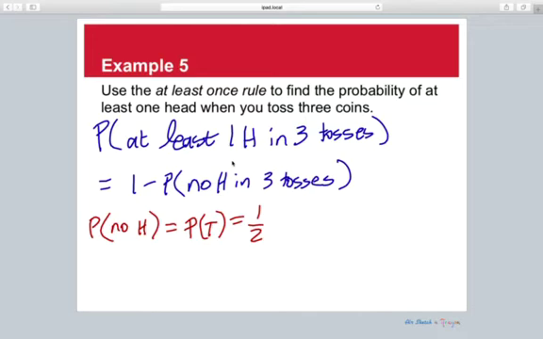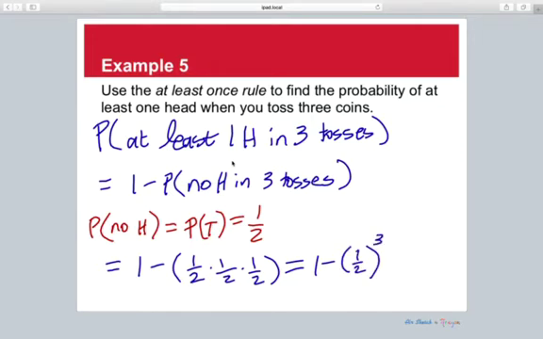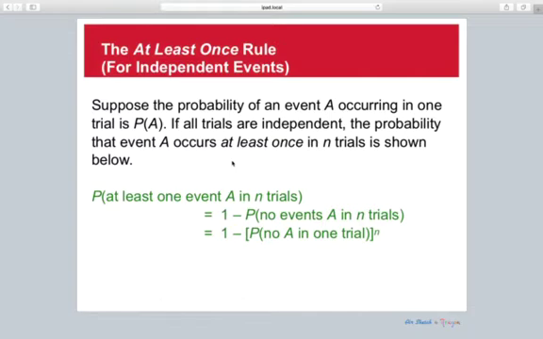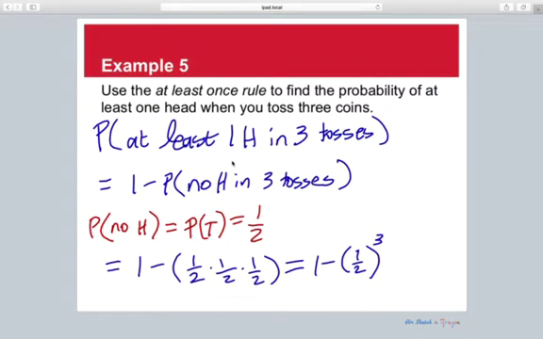So in 3 tosses, since flipping a coin, they're independent trials, that's going to be 1 minus 1 out of 2 times 1 out of 2 times 1 out of 2, which is 1 minus 1 out of 2 to the third, which is where that formula comes from, right? That's where the to the nth power comes from. N is the number of trials. In this case, 3 tosses, so 3 trials. And that's where my exponent comes from.